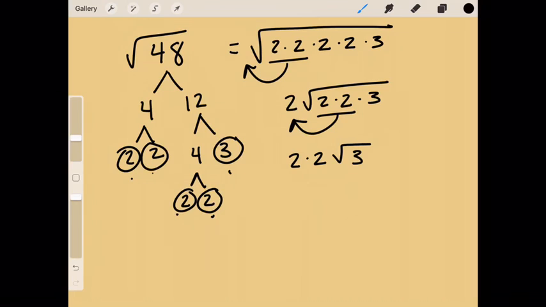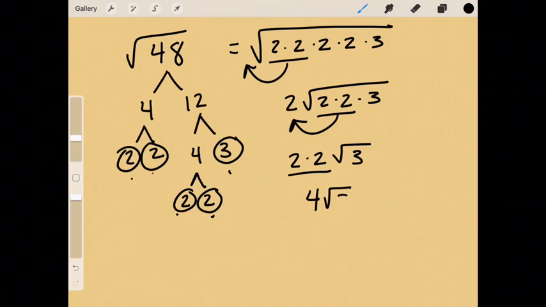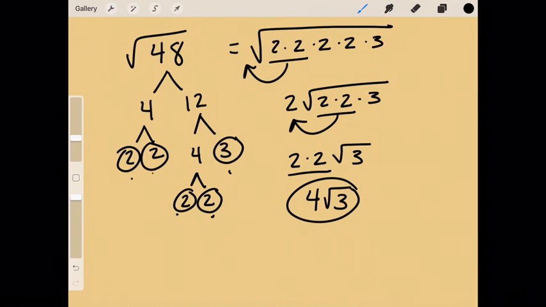Is this my final answer? Now, while this is mathematically correct, it's not fully simplified, because what I can do now is take these two 2's that are outside of the radical and multiply those together to give me 4 radical 3, which is the simplified version of the square root of 48.